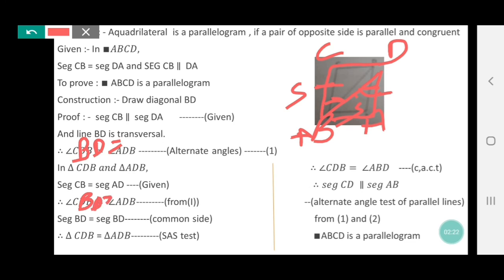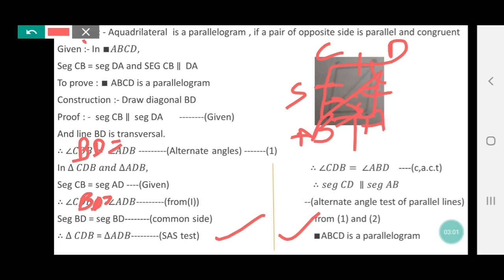Angle CBD is equal to angle ADB. So the two triangles are congruent by the SAS test. Here, angle CDB will be equal to angle ABD. Angle CDB is equal to angle ADB. Therefore, CD is parallel to AB, again by the alternate angles test of parallel lines. So the given quadrilateral ABCD is a parallelogram.